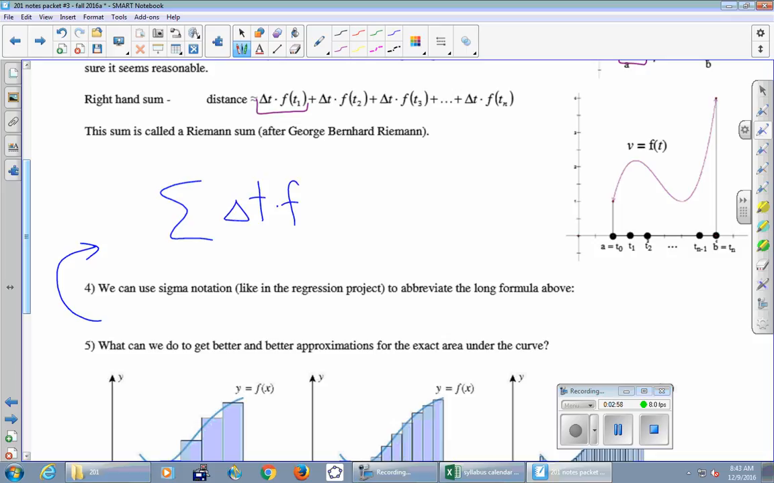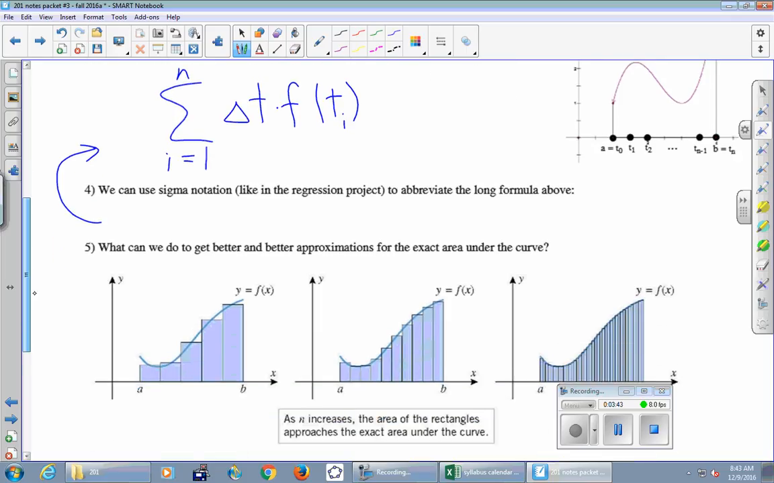Delta t, put a dot for multiplication, f of t sub something. And then we just need to put a letter down there to generalize that something. We're going to use the letter i. And then the only other thing we need to do is put the starting value of i and the ending value of i. In this particular sum, what's the starting i? It's 1. And what's the ending i? N. So we go i equals 1 to n. In your regression project, I think it was i equals 1 to 3. There were 3 data points that you were playing with. Okay, so that is a very compact way to talk about the sum of not just 4 rectangles, but a general n number of rectangles, okay?